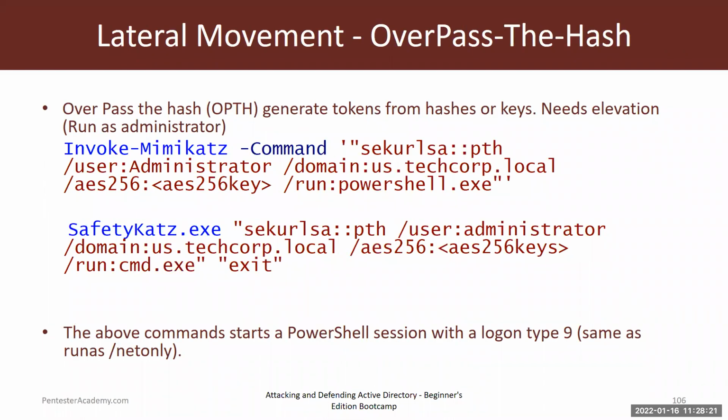Now, once you have the credentials, how would you use them? You can use overpass the hash or OPTH to generate tokens from hashes or keys. So how is overpass the hash different from pass the hash? Pass the hash allowed you to access resources that accept NTLM authentication. That is, let's say you have the hashes of the local administrator. You use pass the hash to access another machine that has the same password as that local administrator.